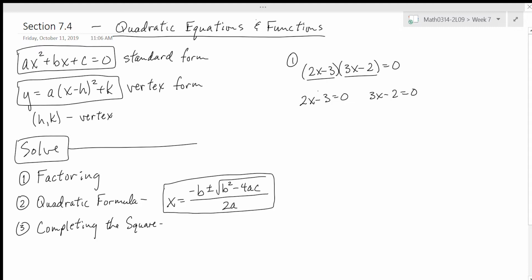And so we're going to move the minus 3 over. And remember, that makes it become a plus. And then divide by 2. X equals 3 halves. So far, so good? Next, we're going to move the minus 2 over. That makes it a plus 2. And divide both sides by 3. X equals 2/3. And we're done.